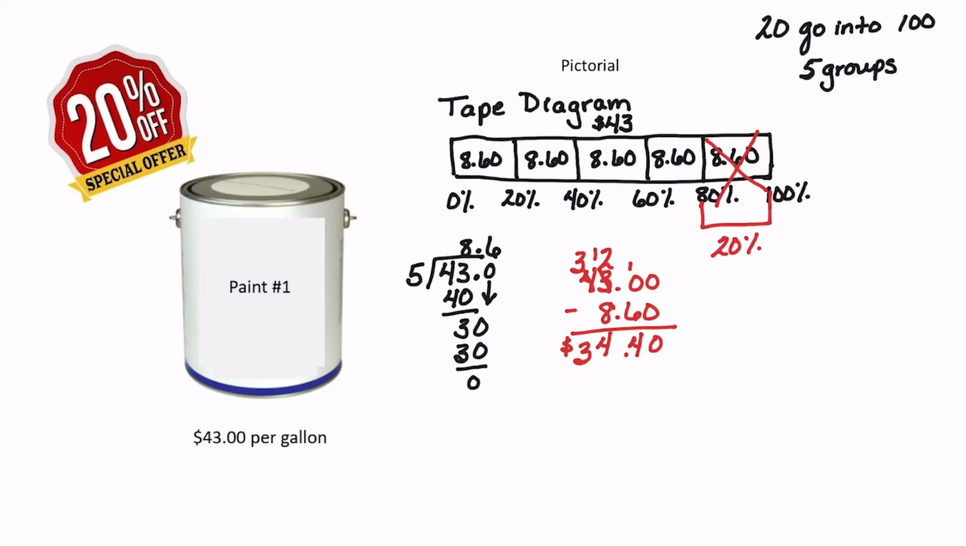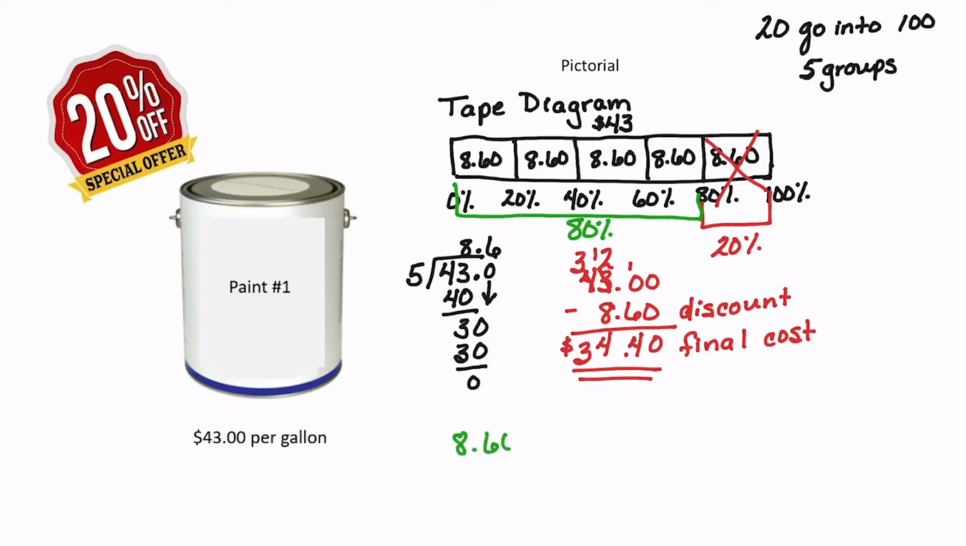So that means that our final price, this is our discount, this is our final price or cost. If you didn't want to subtract, you have $8.60 times 4 remaining sections. If you would multiply that together, that would give you $34.40 as your final cost. That's the same thing as we just got previously by subtracting.